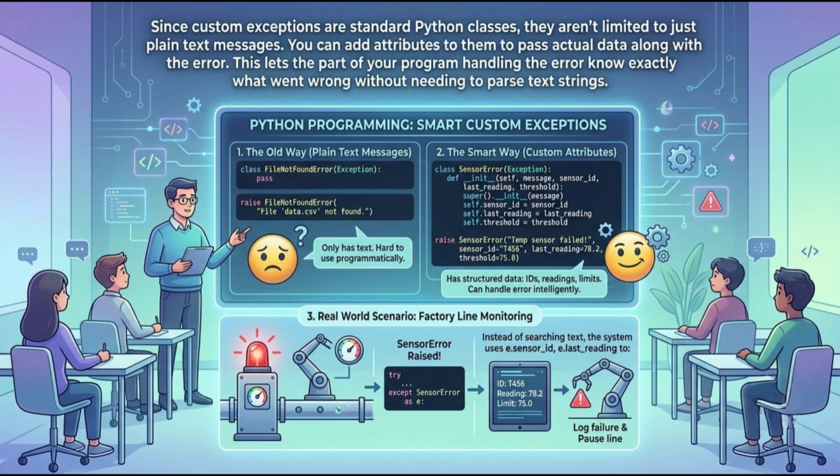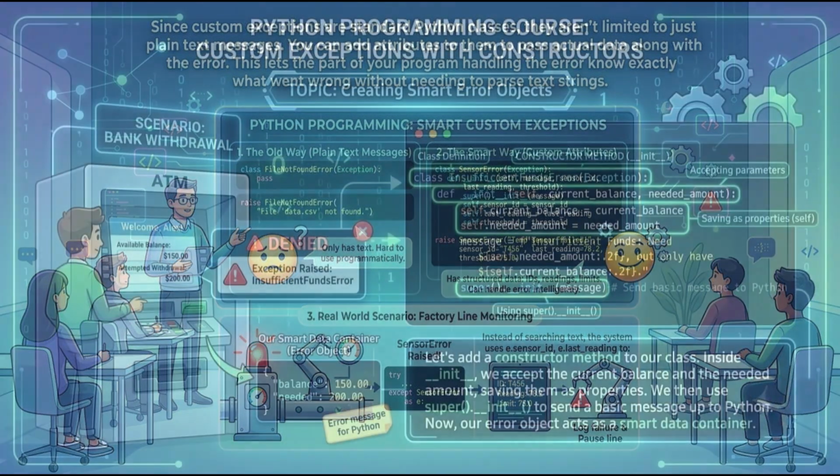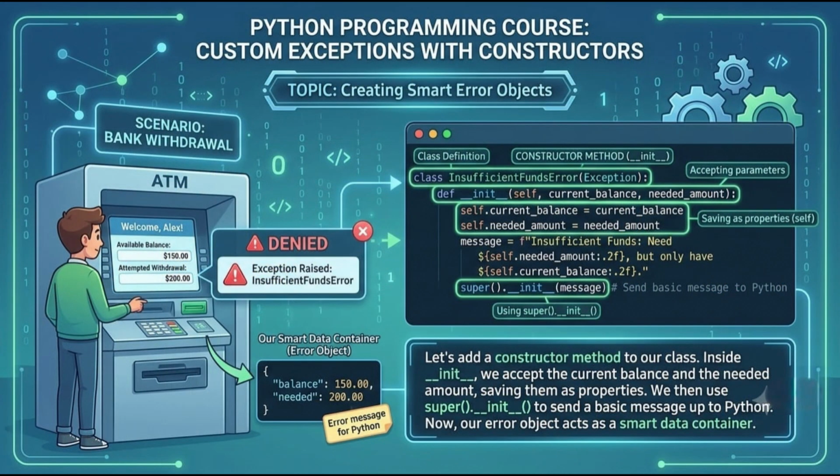Since custom exceptions are standard Python classes, they aren't limited to just plain text messages. You can add attributes to them to pass actual data along with the error. This lets the part of your program handling the error know exactly what went wrong without needing to parse text strings. Let's add a constructor method to our class. Inside __init__, we accept the current balance and the needed amount, saving them as properties. We then use super().__init__ to send a basic message up to Python.